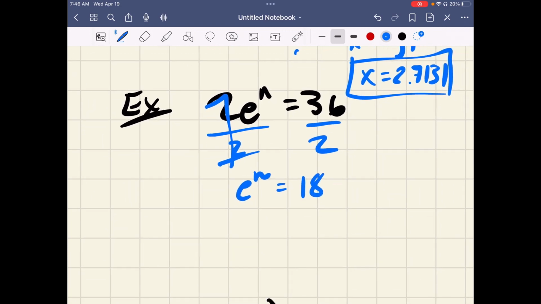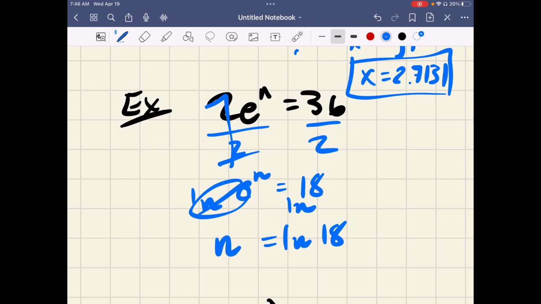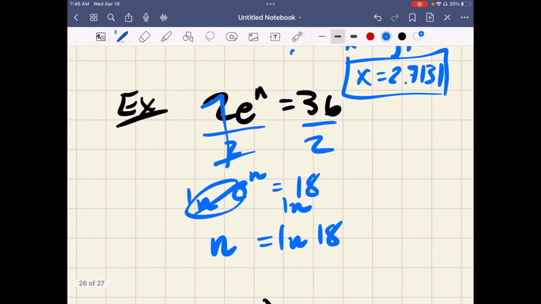18. And then from here, I'm going to take the natural log of both sides. So I have the natural log of 18 over on the right. The natural log and the e are opposite operations. I'm left with just the n value. And then I'm going to use my calculator to type that in, and I'm going to get roughly n equal to 2.8904.